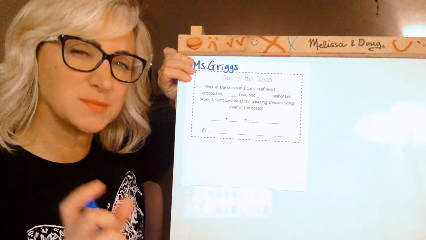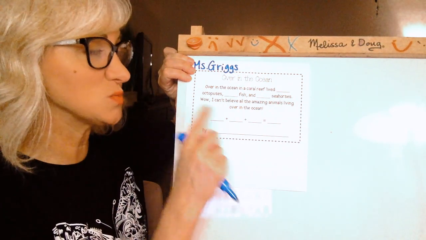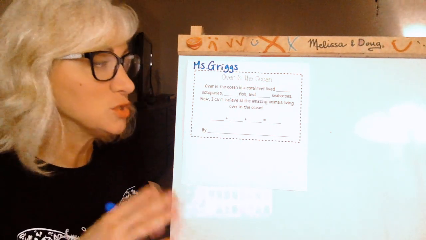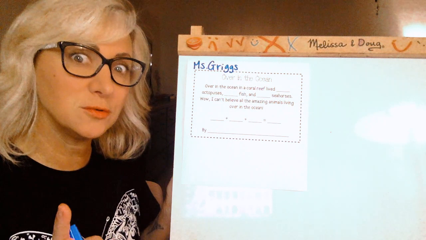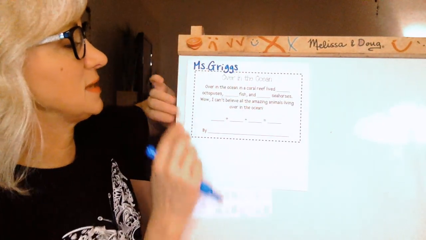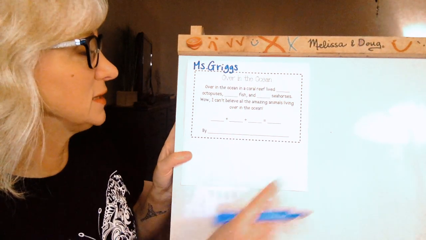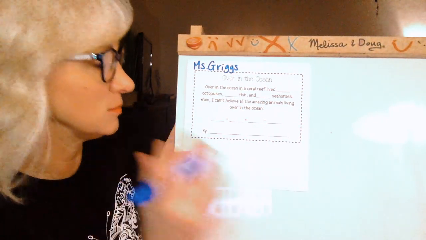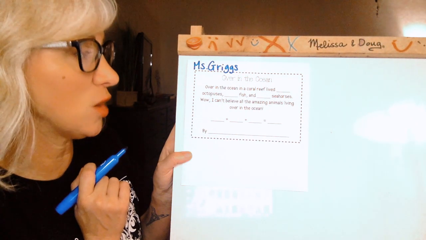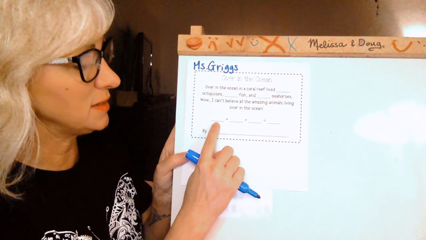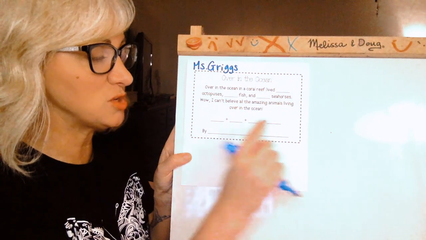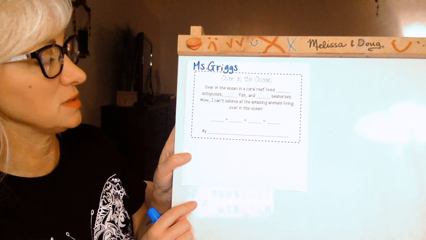If I were you though, I'd pick smaller numbers so they're easier to add together, because what we have to do is add all three of those animals together, okay? So don't pick something that's too big and crazy and hard to add. Okay, so let's see what it says again. Over in the ocean in a coral reef lived blank octopuses, blank fish, and blank seahorses. Wow, I can't believe all the amazing animals living over in the ocean. And then it has a space for us to fill in our numbers in an equation and figure out what the answer is, okay?